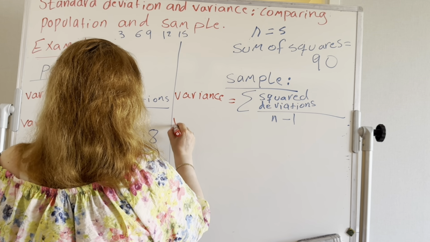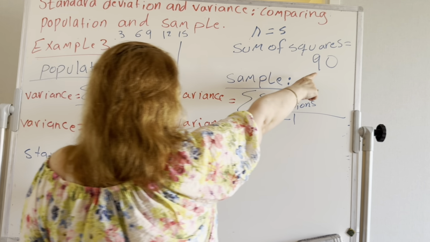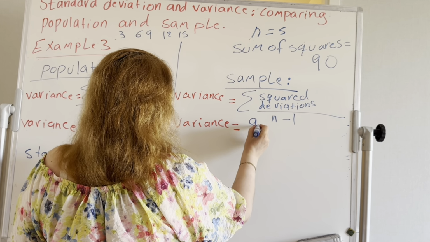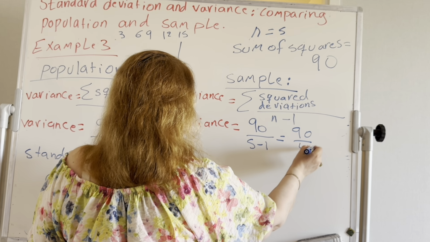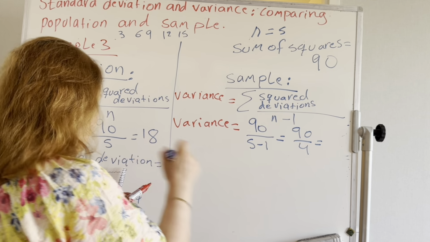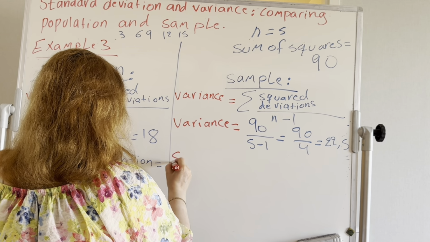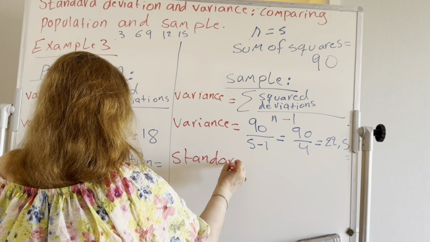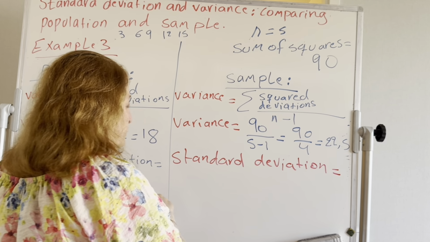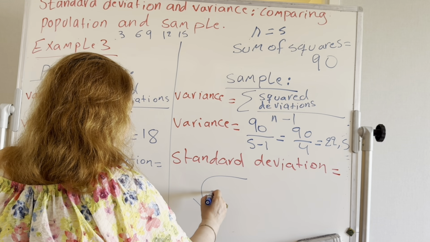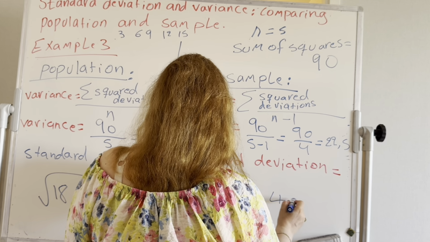For sample, variance equals the sum of squared deviations 90 divided by n minus 1, 5 minus 1, equals 90 divided by 4 equals 22.5, and standard deviation equals the square root of 22.5 equals 4.74.